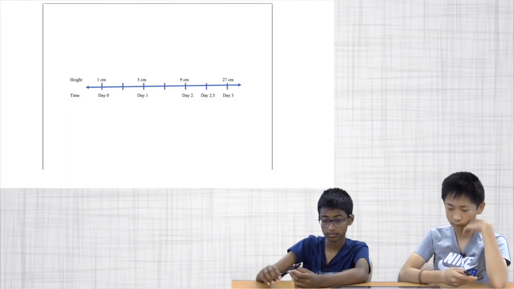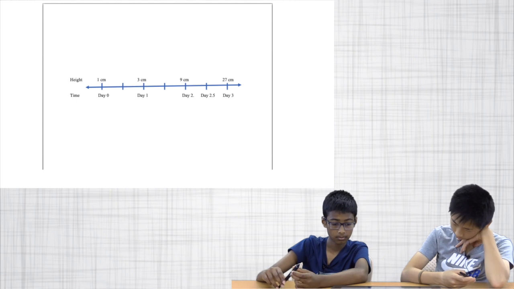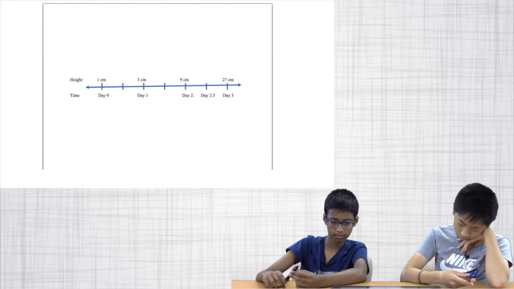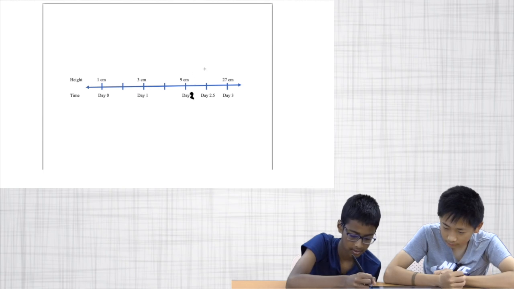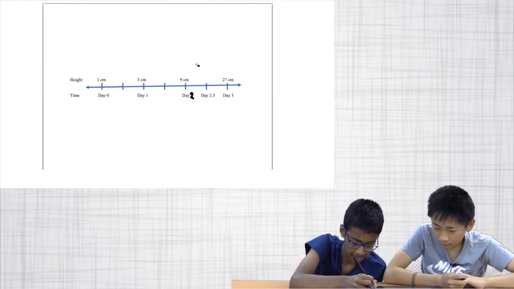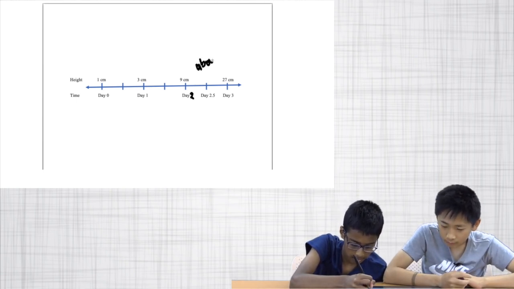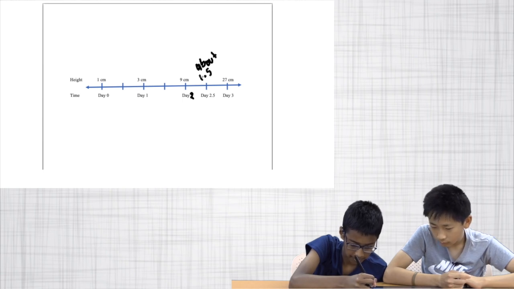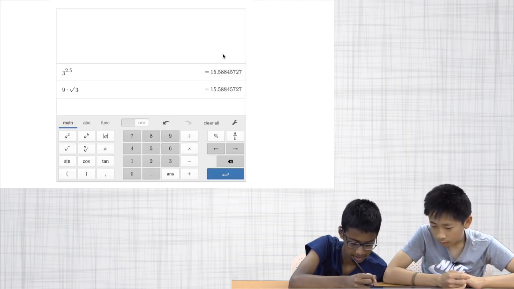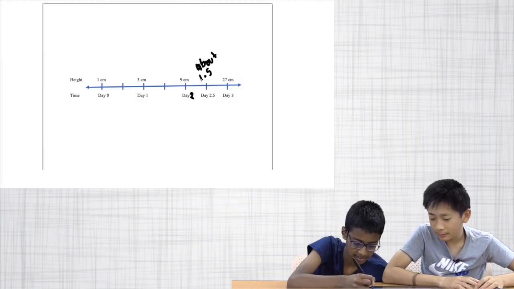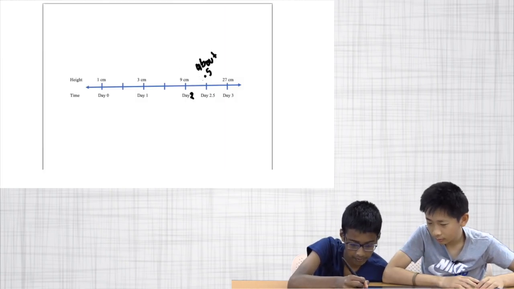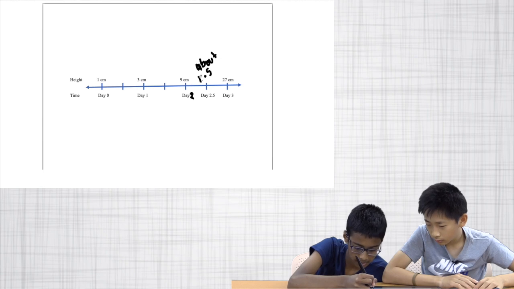So here is the same number line, but we've zoomed out of it. Mark in the height for day 2.5. Day 2.5, they have about 1 point. Wait, no, what was it? Should we look? Yes. 15. I was like, wait, I said 1. 15.588 centimeters.